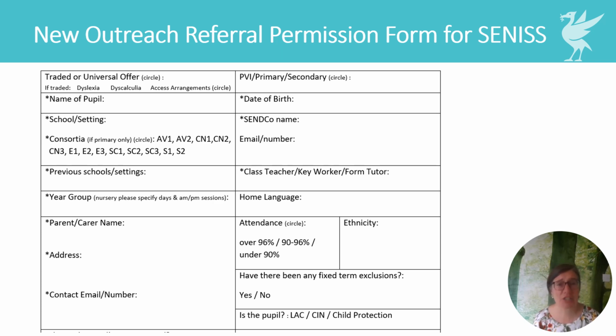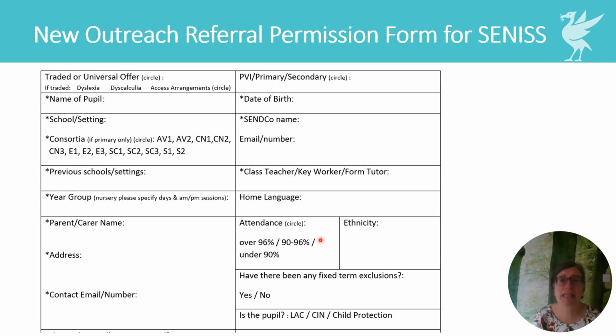After that section, it should be fairly self-explanatory. We ask for the name of the pupil, the school, the setting, the consortia, any previous schools or settings, which year group they're in, the parent carer's name and address, email, contact email or number, whether the child's in PVI, primary or secondary, their date of birth, the SENCO name, and your email or number, class teacher or key worker, form tutor, etc., and home language.